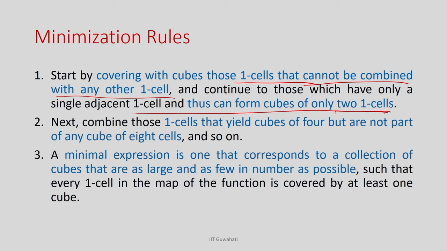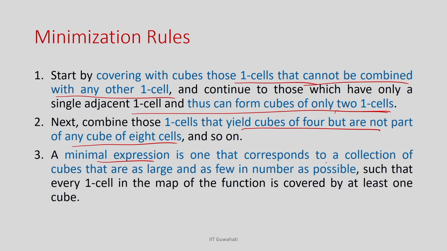Once you identify all those 2 cells, then you try to identify a cube of 4 cells. So, you try to identify the 4 ones together that can be combined into a single product term, but that cannot be combined into any bigger size, 8 cube, okay, and so on. This way you keep applying and you identify all the minimal product terms, and you find the minimal expression corresponding to the collection of those cubes that are large and as few in number as possible, okay? That is what I have already talked about.